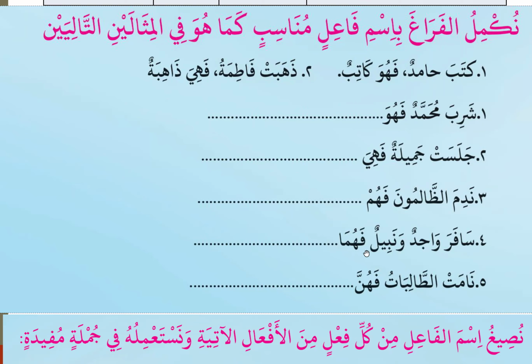Like here it's plural, so we have to make the ism fa'il also into plural. سافر واجد ونبيل فهما. Wajid and Nabil traveled. So ism fa'il is musafir. However, when it is dual, you have to make the ism fa'il also dual. So you're going to say musafirani. Namat at-talibatu fahunna. So na'imatun you're going to say. The female students slept, so they are the ones who sleep.